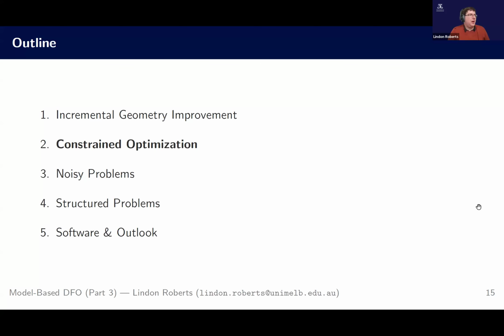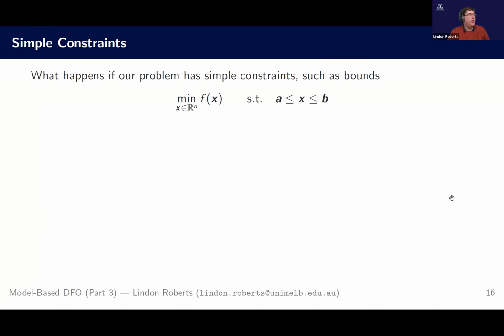Okay, that's the basis of the practical methods. Now, for the last little bit, I want to jump through some of these extensions to see what sort of issues we have to think about as we try and make this kind of basic idea more useful in practice. So the first thing I want to look at is simple constraints. So for example, what if I have bound constraints on my problem?